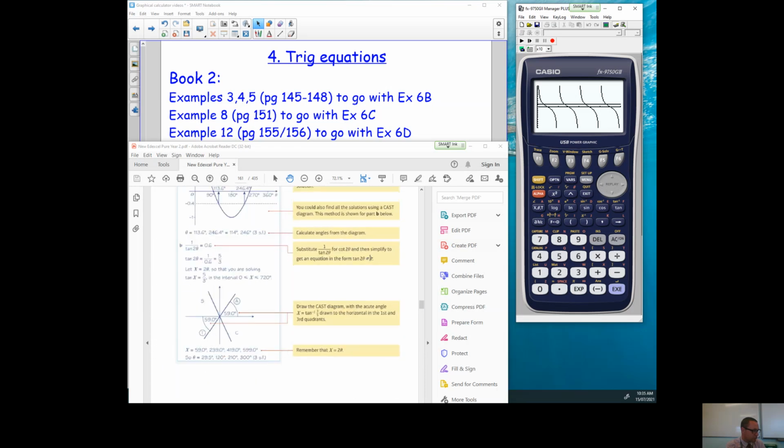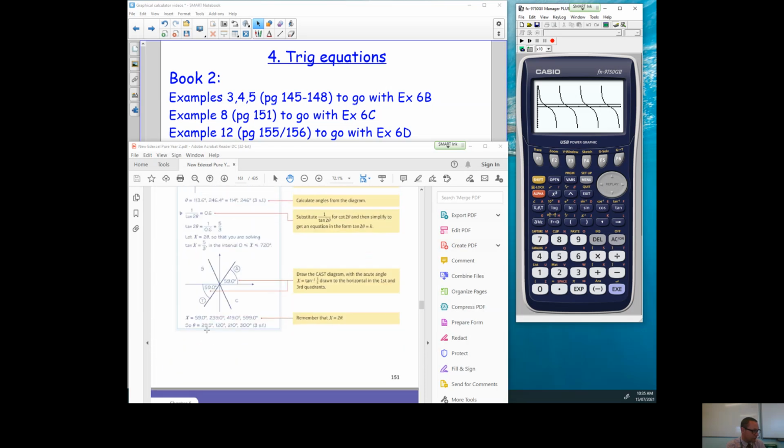Haven't done a sketch of this one actually, interestingly, but we're just looking to get these answers here: 29.5, 120, 210, and 300. So we have got 4 solutions here. Look, 1, 2, 3, 4. So let's just check they're the right ones. So 29.5, yes. 119.5, yeah, but it's rounded to 120, that's fine. 209.5, rounded to 210, and 299.5, rounded to 300. So that one looks good as well.